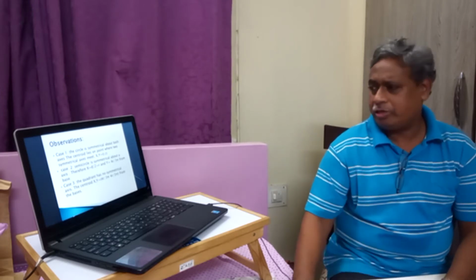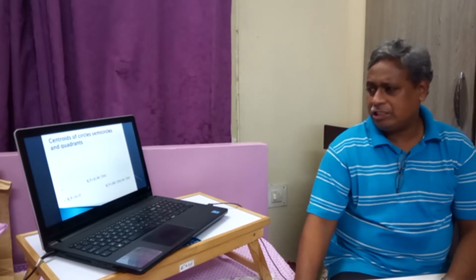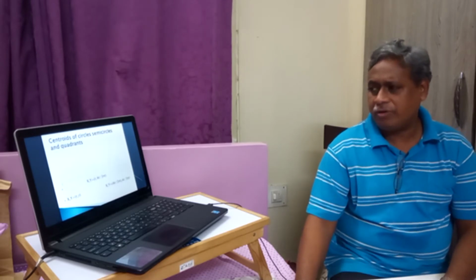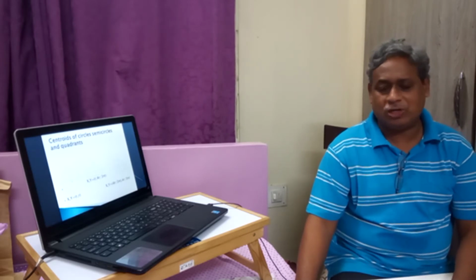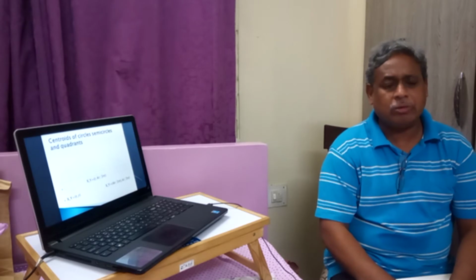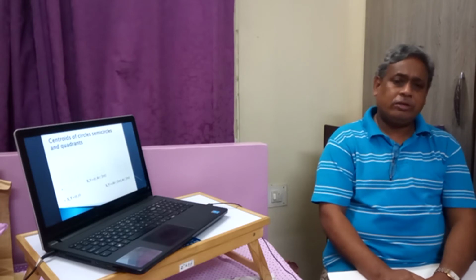It may be done. We can also consider the starting point of the horizontal diameter as origin. If we consider that as origin, then x will be r and y will be equal to 0 in the centroid relation. But we normally do not calculate like that. We consider the origin such that the circle is touching both axes, y-axis and x-axis, tangentially. So the centroid will be R and R.